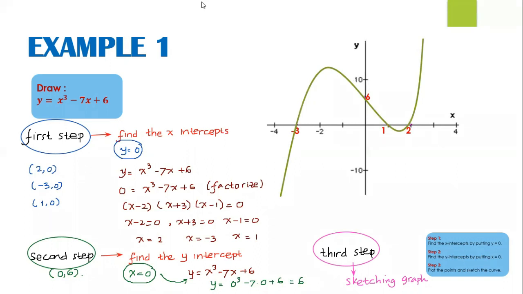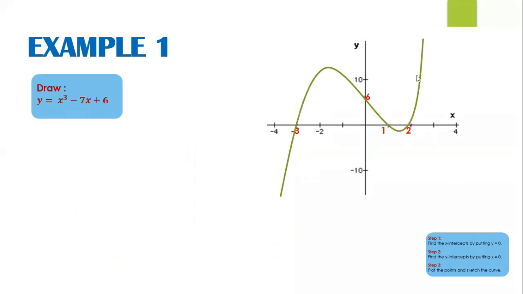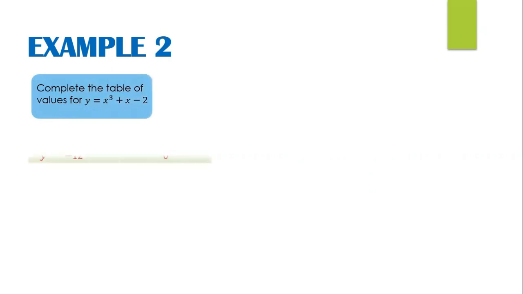So this is the second example. By using the second method, example 2, which means completing the table. Example 2: complete the table of values of y equals x cubed plus x minus 2. Once again, complete the table of values for y equals x cubed plus x minus 2. This is the question. Now we go to complete the table. Here is the table.